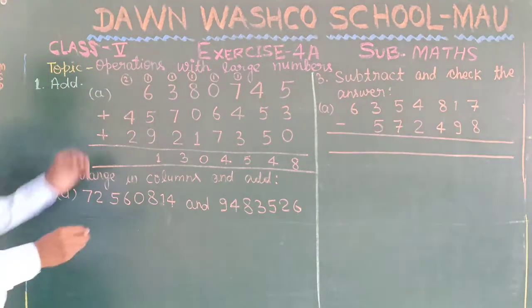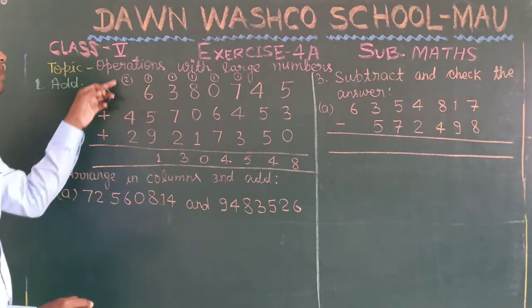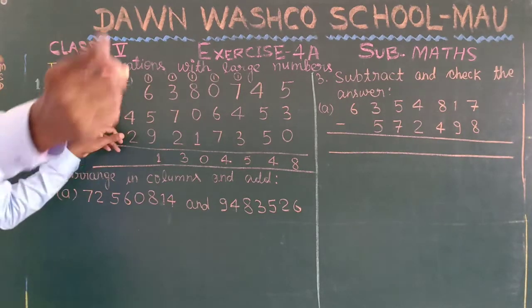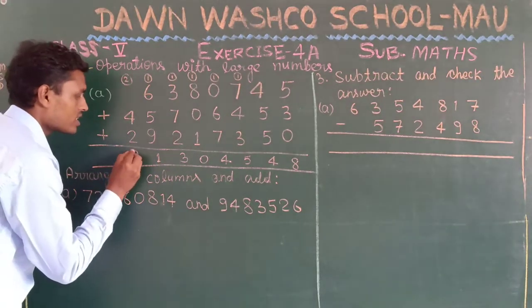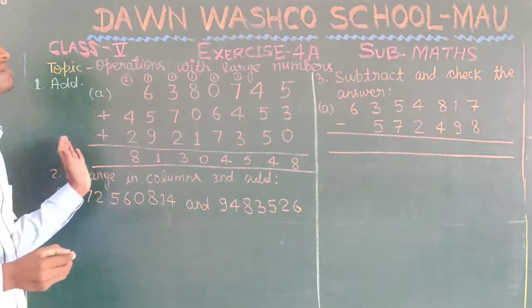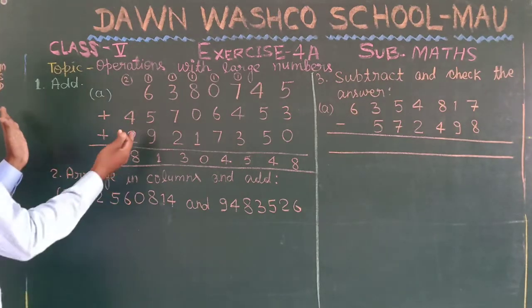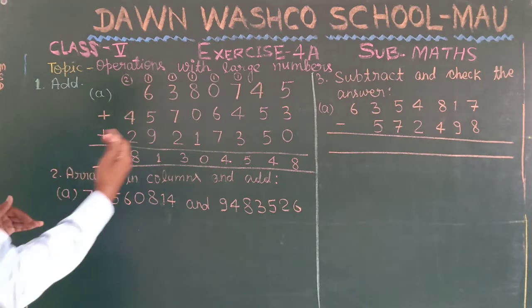Okay, now add these three numbers, 2 and 4 gives, yes, 6. 6 and 2 gives 8. So this is the solution of the first question, and we have solved one question. Very good. Let us move to the next question.